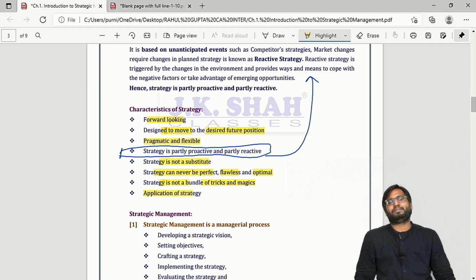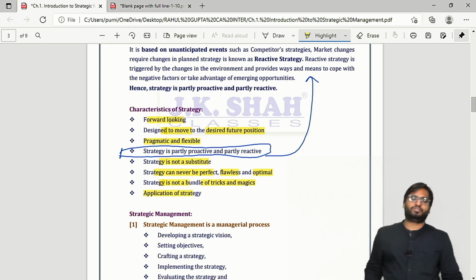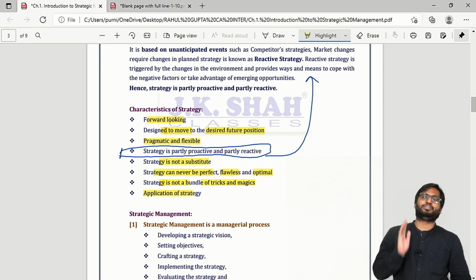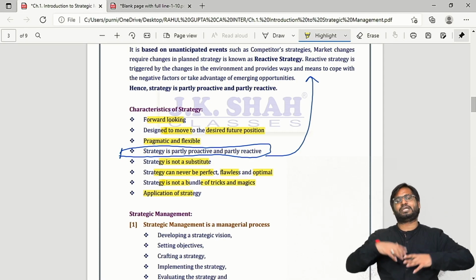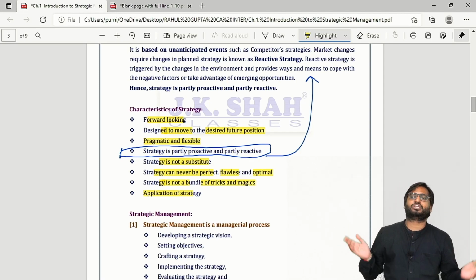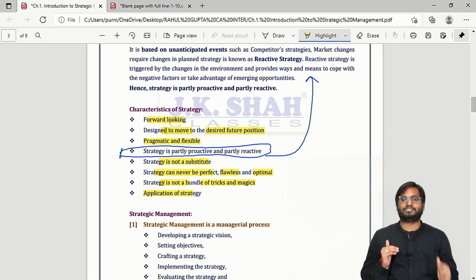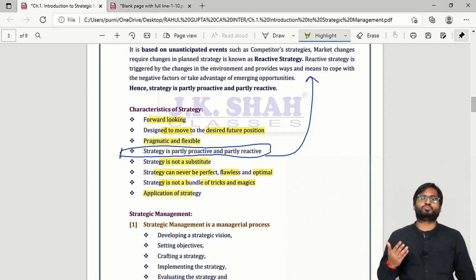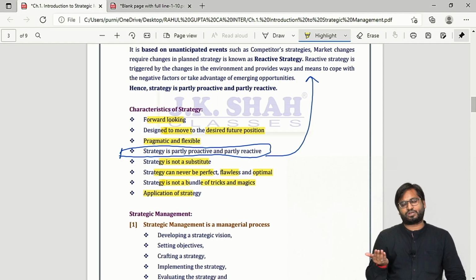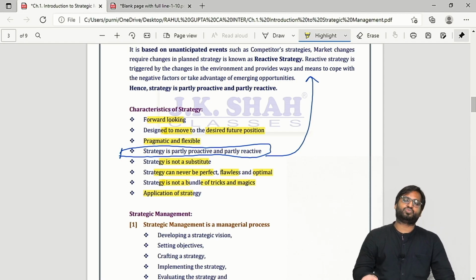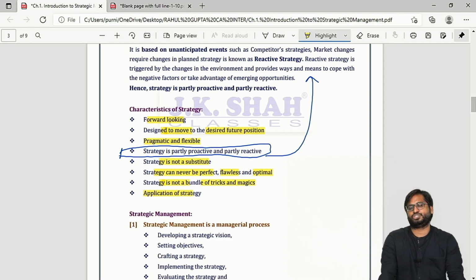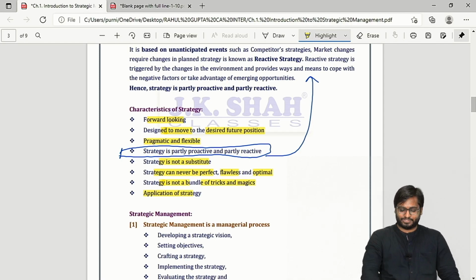Last point, application of strategy. Strategies can be used by big, large organizations. Strategy can also be used by small organizations. Strategy can be used by profit-making organizations. Strategies are also used by not-for-profit organizations. So this was the characteristics of strategy, guys.